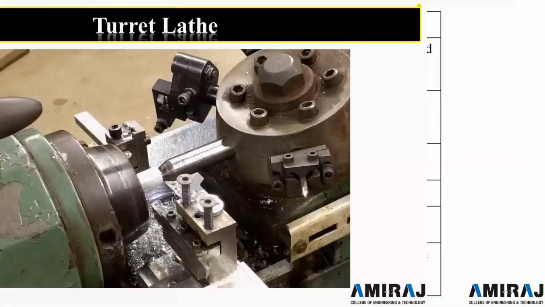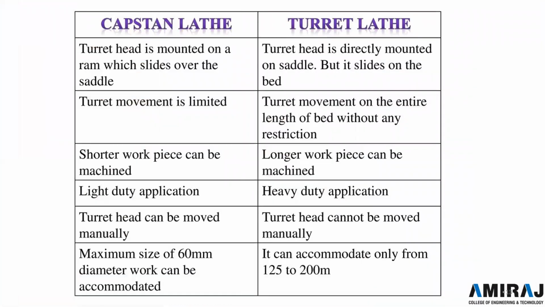The difference between the capstan and turret lathe can be specified as: the capstan lathe is having a ram while the turret lathe is having a saddle that slides on the bed, while the turret movement is limited in the capstan lathe, whereas the turret movement is over the entire lathe bed without any restriction. Shorter workpieces can be machined in the capstan lathe, longer workpieces in the turret lathe. For light duty applications we use the capstan lathe, for heavy duty applications we use the turret lathe.